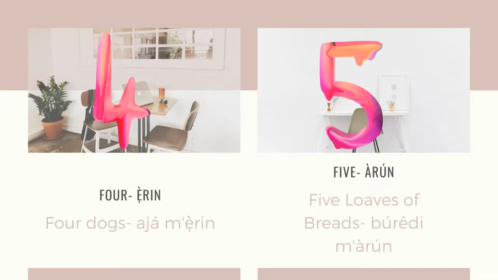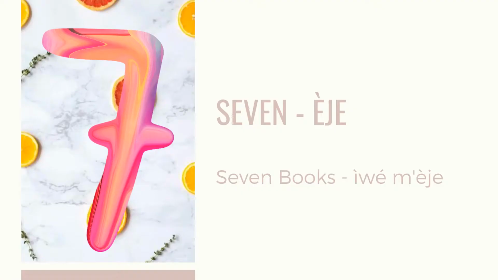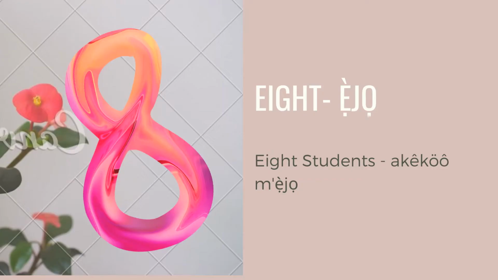Búrẹ́dì obviously is bread. There are some English words in Yoruba that we can alter into the Yoruba accent, and you'll come across a few of these in our Yoruba journey. 6 is ẹ̀fà, 6 articles of clothes, aṣọ mẹ́fà. Then 7 is méje, 7 books is ìwé méje. If you remember, ìwé is books in Yoruba. 8 is ẹ̀jọ, 8 students, akẹ́kọ̀ọ́ mẹ́jọ.